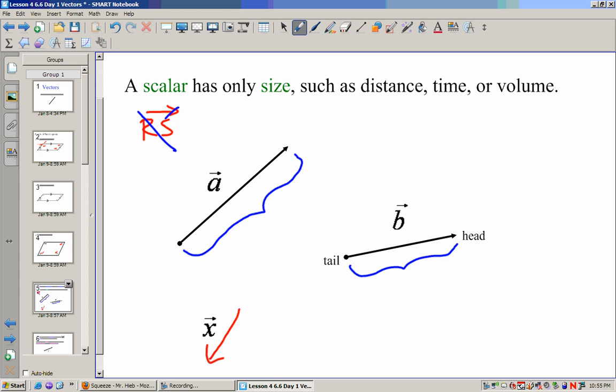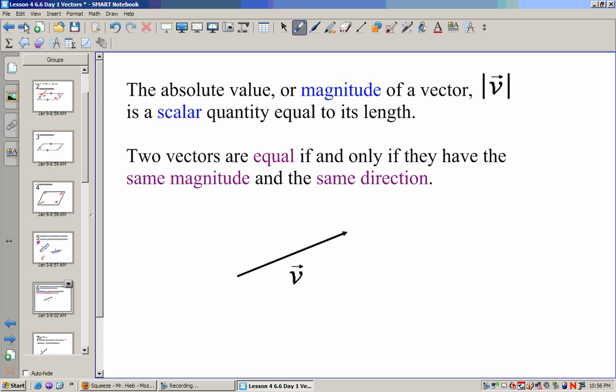Now we do not write these with two letters. RS represents a ray, whereas these represent vectors. So here it's vector x. It's this strong going down to the left. All right, the absolute value or the magnitude of a vector is a scalar quantity equal to its length. Two vectors are equal if and only if they have the same magnitude and the same direction.